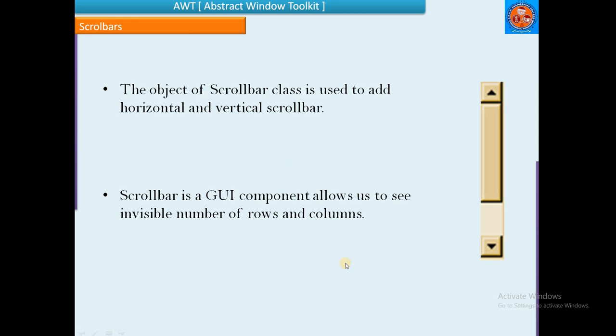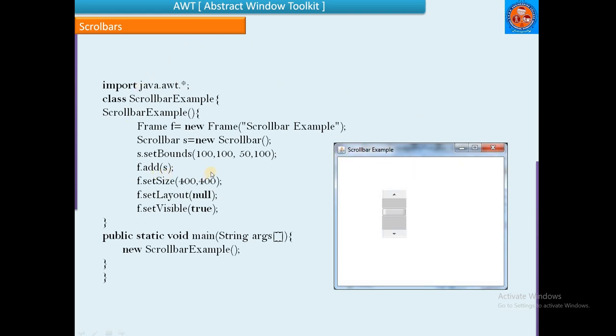It is a graphical user interface component to see individual rows and columns. That means a scroll bar will create one bar, and by using that bar we can scroll the text. This is the implementation of scroll bars in Java. For implementation, it provides a class called Scrollbar. We write new Scrollbar, then define the boundaries, left, top, bottom, right, and then that scroll bar is added to the frame.